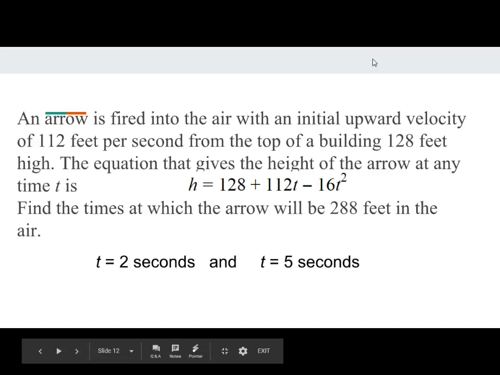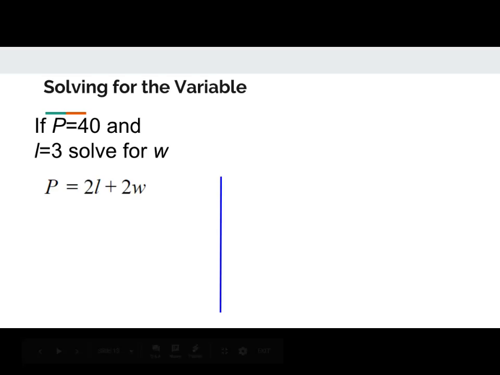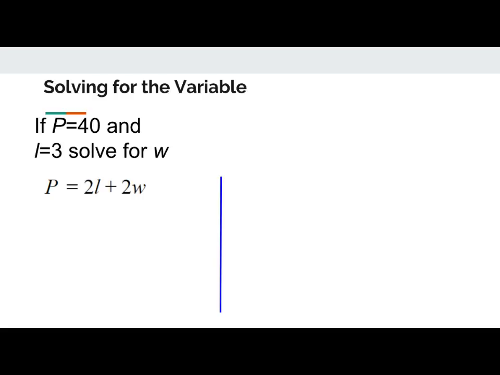So there's our solutions. Okay, solving for the variable. If we have a formula, we've got P equals 2L plus 2W. L and W represent length and width. If you recognize this formula, this is the formula for finding the perimeter of a rectangle. And you don't need to memorize what each formula is for. You just need to do something with it.